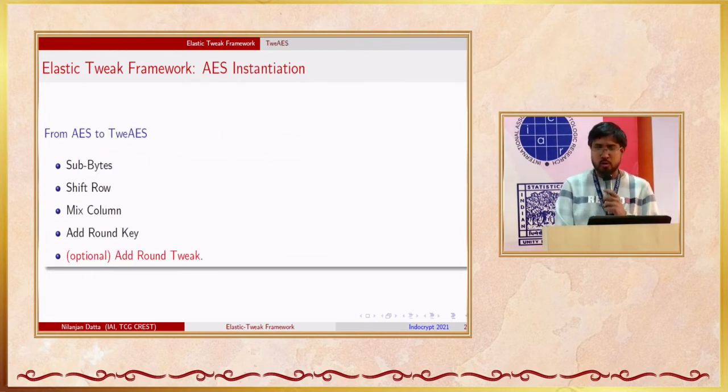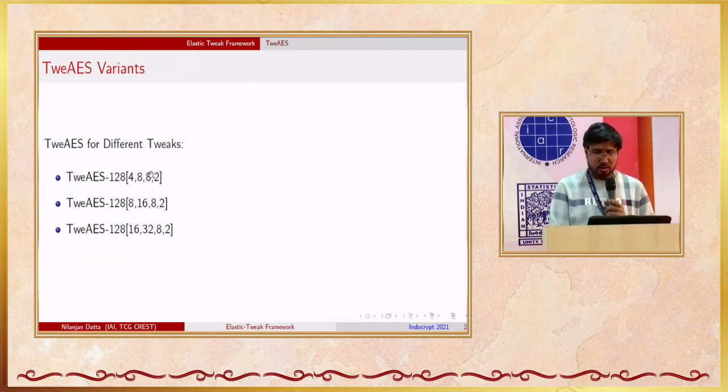So let's move on to concrete instantiation. From AES, we have defined 2AES. All the operations are similar to AES, except for this optional add round tweak. In add round tweak, we have three variants. For the first variant, you take a tweak of size 4 bits, expand it to 8 bits, and inject the tweak into the first 8 S-boxes. By the first 8, we mean the first 2 row-wise S-boxes.